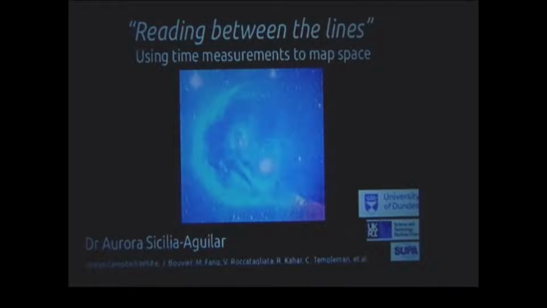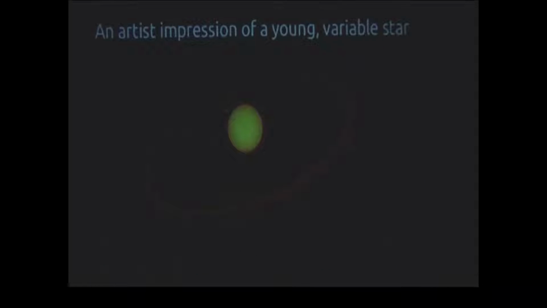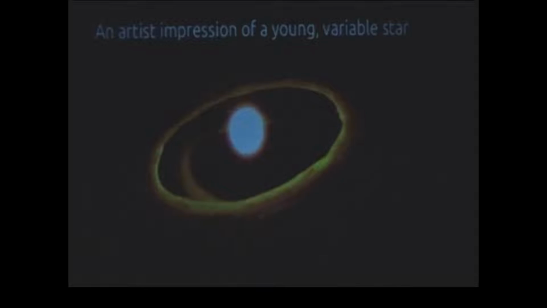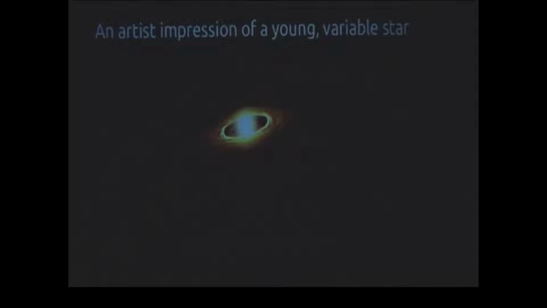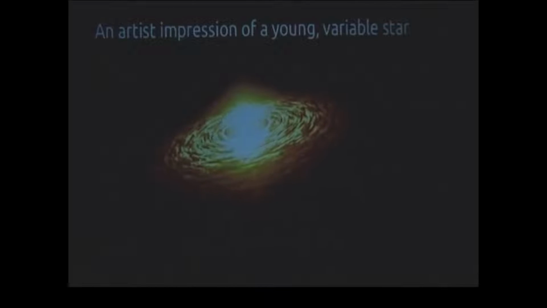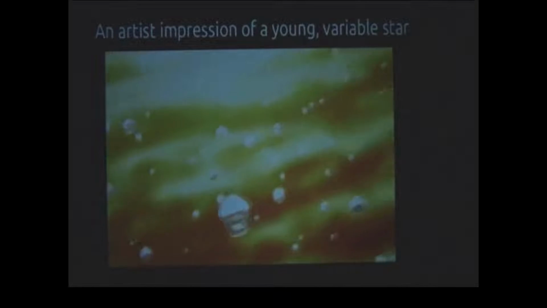So first I'm going to show you a small movie. It's an artist's impression of what a young star with a disk looks like, so that you kind of get what I'm going to talk about. So we have here a star born surrounded by a disk. The disk is from time to time accreting onto the star. When the disk accretes onto the star, it gets brighter, as you can see.